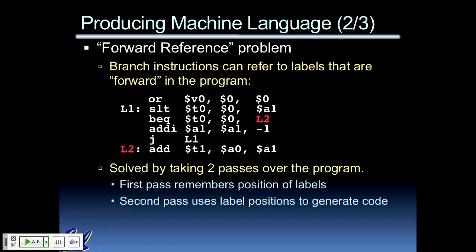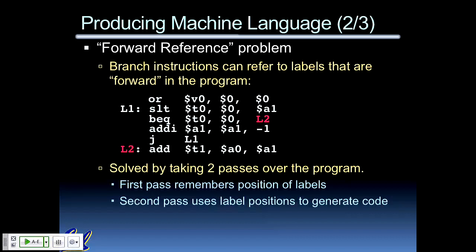You get this forward reference problem. As I scan the file, I see a branch to label L2, but I don't know how far ahead that label L2 is at this point in the text. I have to keep going till I see label L2. I also have to keep track of how many instructions in the meantime and how many of those expanded out to more machine instructions. So usually you do this in 2 passes.